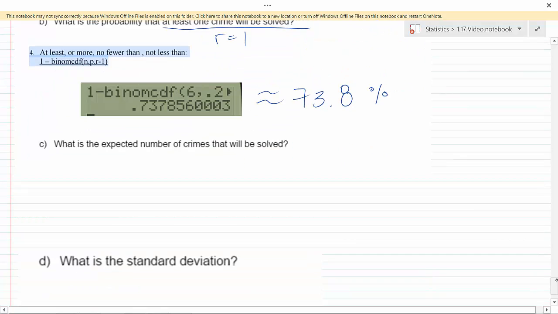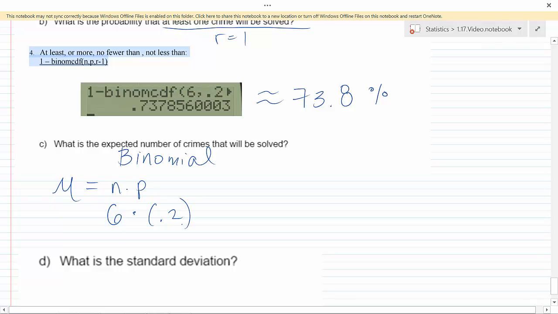And now we can look at Part C. What is the expected number of crimes that will be solved? So we said this was binomial, and when we're thinking about expected value for a binomial experiment, we have mu equals n times p. So in this case, our n was 6 and our p was 0.2. So we're going to expect that about 1.2 of these crimes will be solved.